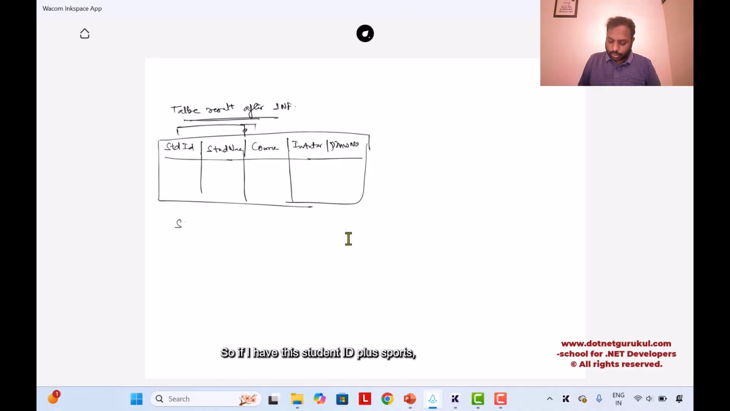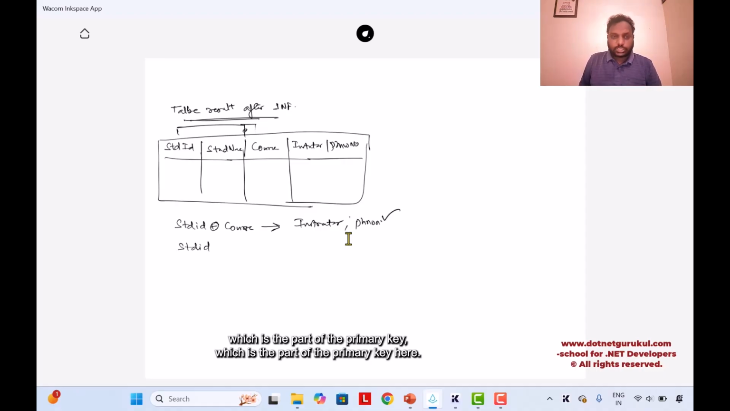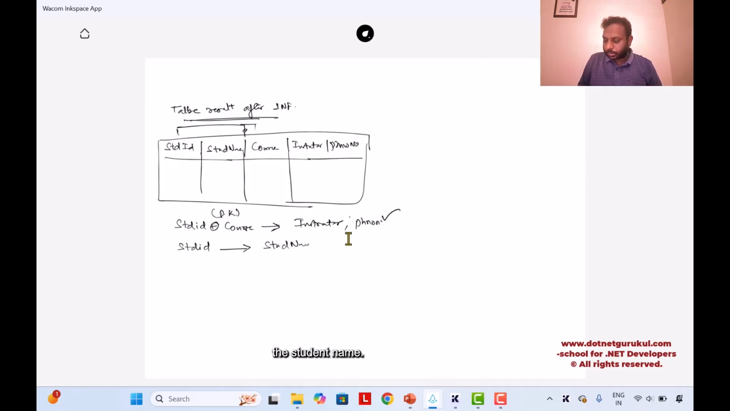If I have student ID plus course, I can identify the instructor, and I can also identify the phone number, which is right. But here the student ID, which is part of the primary key, is now determining the student name. That is the issue over here.